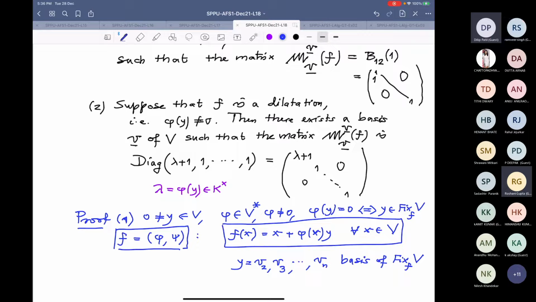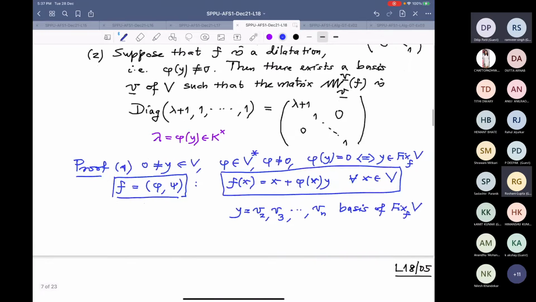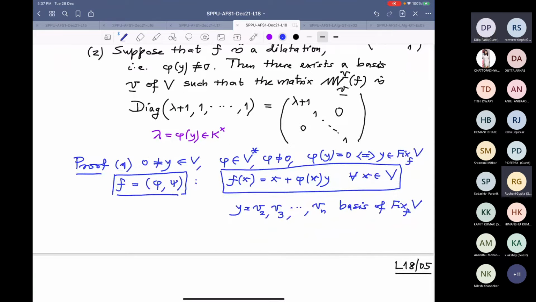Then I want to choose one more vector along with this. I know this linear form is non-zero, so I can definitely choose x in V such that phi of x is 1. It's a non-zero linear form, so it should be surjective. So 1 is in the image, and I will choose x so that x goes to 1. We can do this because phi star is non-zero.